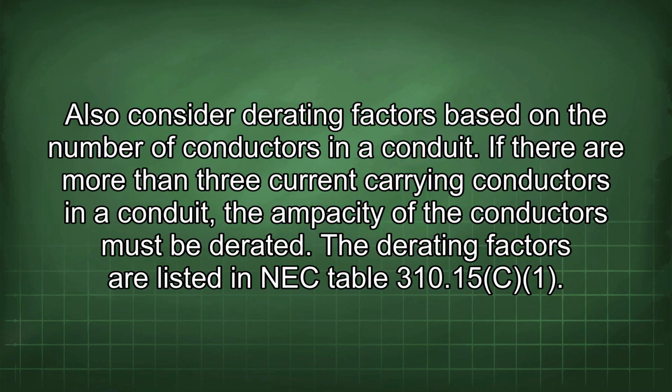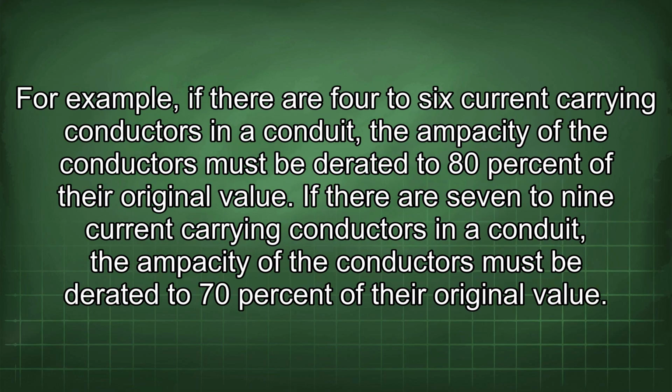Also consider derating factors based on the number of conductors in a conduit. If there are more than 3 current-carrying conductors in a conduit, the ampacity of the conductors must be derated. The derating factors are listed in NEC table 310.15. For example, if there are 4 to 6 current-carrying conductors in a conduit, the ampacity of the conductors must be derated to 80% of their original value. If there are 7 to 9 current-carrying conductors in a conduit, the ampacity of the conductors must be derated to 70% of their original value.